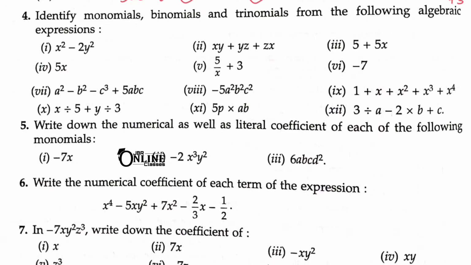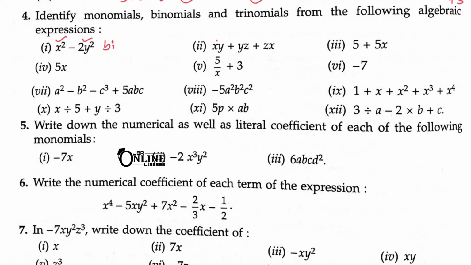Next, number 4. In number 4, identify monomials, binomials, trinomials from the following algebraic expressions. So first you have to know what is the meaning of monomials. Monomial means the expression has only one term. Binomial means it has two terms. Trinomial means three terms. So as here first one here x square and 2y square. So there are two terms.